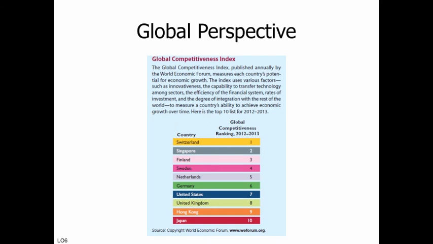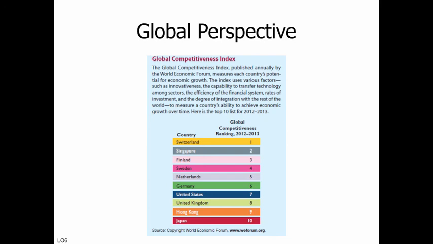Again, thinking of this from a global perspective, there is the Global Competitiveness Index. This is published annually, and it measures the potential for economic growth across countries. The index that is calculated is based on various factors such as innovativeness, the capacity to transfer technology among sectors, the efficiencies of domestic financial systems, rates of investment, and other factors too. It's a rank index of these different factors and overall measures a country's ability to achieve economic growth over time.